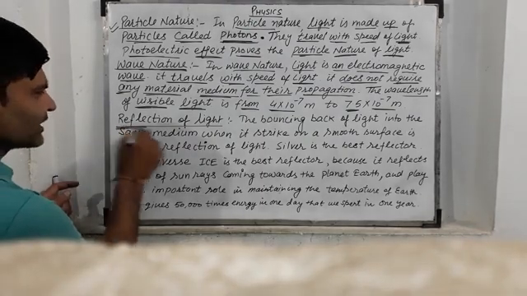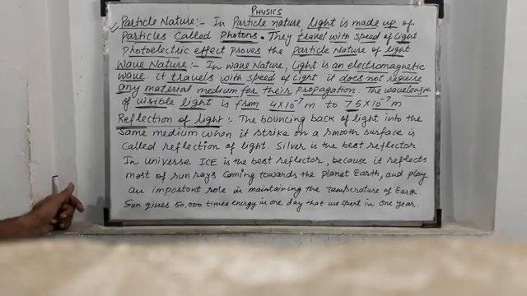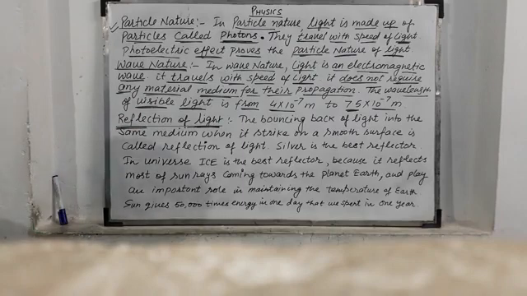Now the reflection of light. What is the reflection of light? We have 2 types of objects, one is luminous and another is non-luminous. Non-luminous objects do not have their own light. Then how can we see the objects? Because these non-luminous objects reflect the light. That's why we can see the objects.